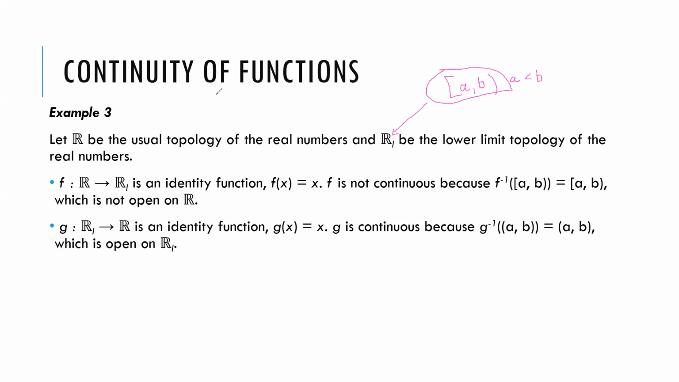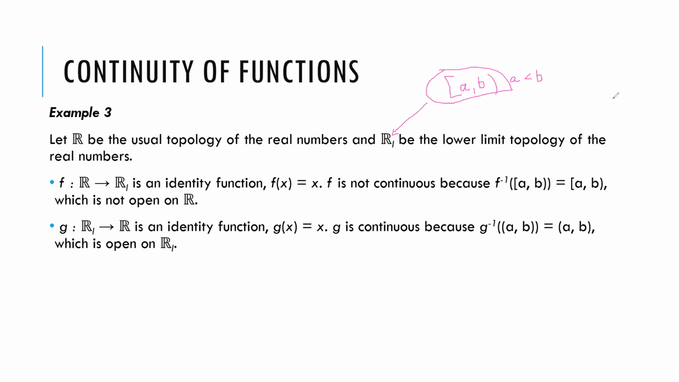We can see that the function which maps R into RL as an identity function, such that f of x equals x, is not continuous, because the semi-closed interval from a to b would be open in the range, but its inverse image by the identity function, which would be again the same interval, is not going to be open in the usual topology of the real numbers. So f is not continuous.